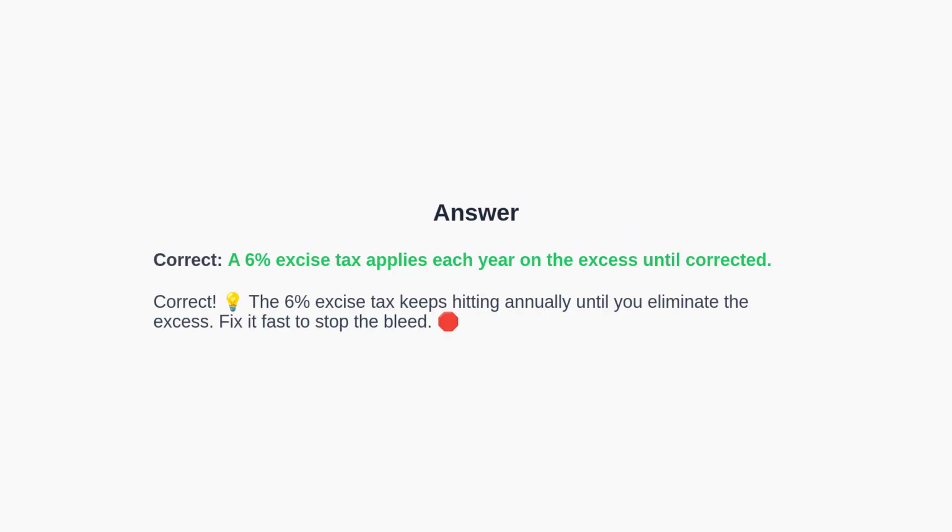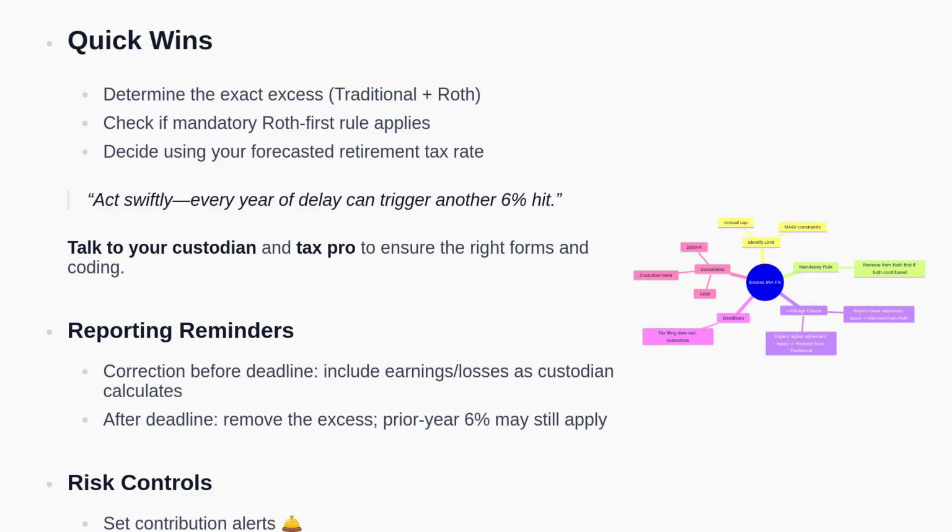The correct answer is C. A 6% excise tax applies each year on the excess until it is corrected. Acting quickly is essential to stop the recurring penalty. Here is a quick decision checklist.